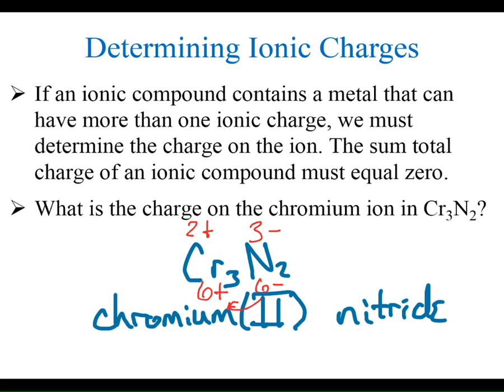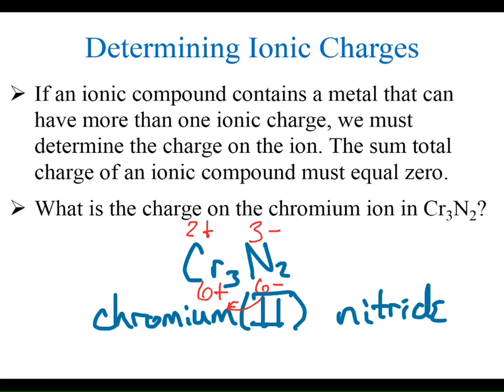Okay, so remind me again, real quickly, when do I use the Roman numeral? Why did I have to use it here for chromium? Because it can vary, right? It's not in group 1, it's not in group 2, it's not in the magic triangle, so therefore it has to have a Roman numeral.